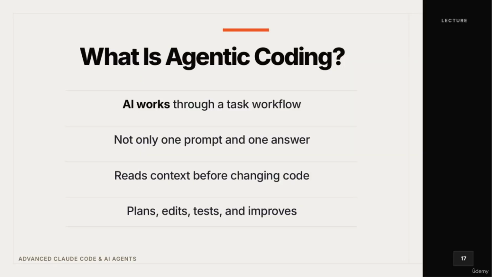When we talk about agentic coding, we're referring to how AI tackles tasks through a dynamic workflow rather than a simple one-off prompt and response. Instead of just giving an answer, the AI reads the context carefully before making any changes to the code. It doesn't stop there. It actively plans its next steps, edits the code, runs tests, and continuously improves the solution. This iterative process helps the AI deliver more refined and accurate results. So, agentic coding is really about the AI acting like an intelligent agent, managing and evolving its work step by step.